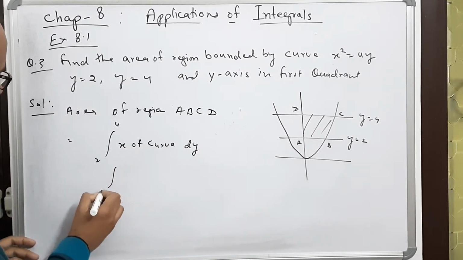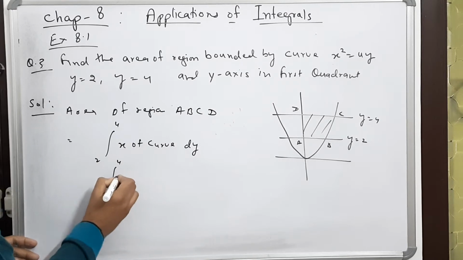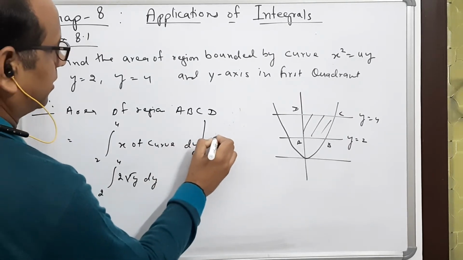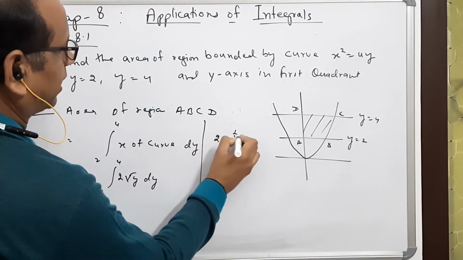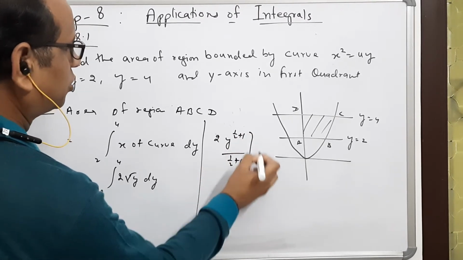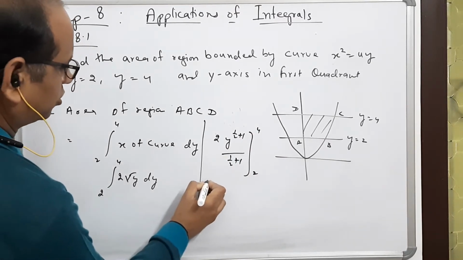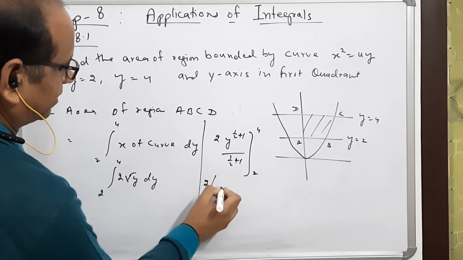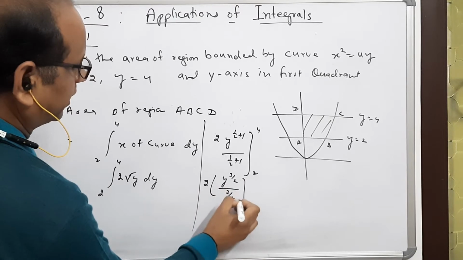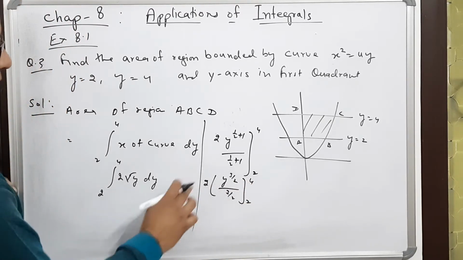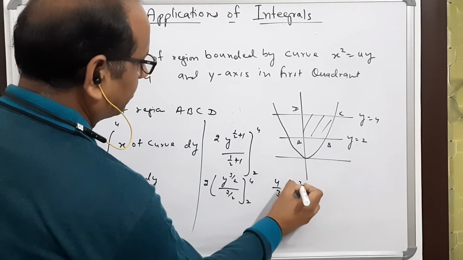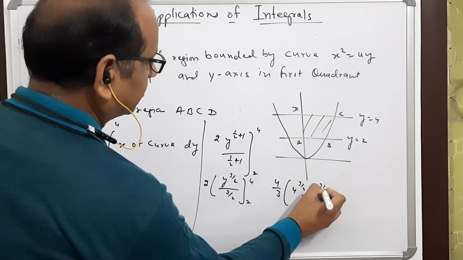And here, the limits are 2 to 4, x will be 2 root y dy. So you see the next part, it is 2 y power half plus 1 over half plus 1, and the limit is 2 to 4. So 2 will be as it is, and it is y power 3 by 2 upon 3 by 2, the limit is 2 to 4. This 3 by 2 will become 2 by 3, so it is 4 by 3, 4 power 3 by 2 and 2 power 3 by 2.